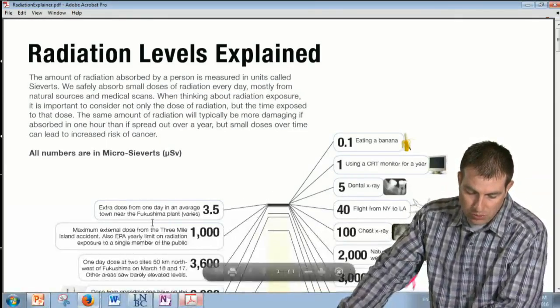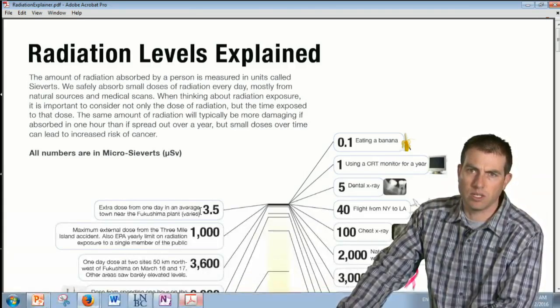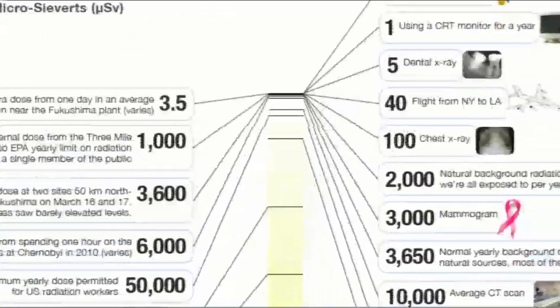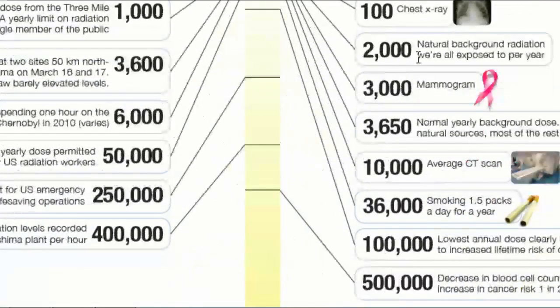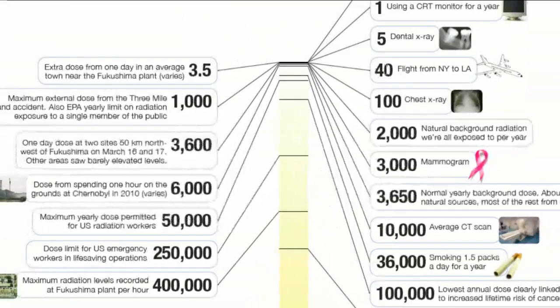And then the extra dose one day on average near Fukushima, where the reactor meltdown happened in Japan, is about 3.5. All right, so those are kind of everyday sort of exposures. If you flew from New York to LA, you'd receive about 40 microsieverts.